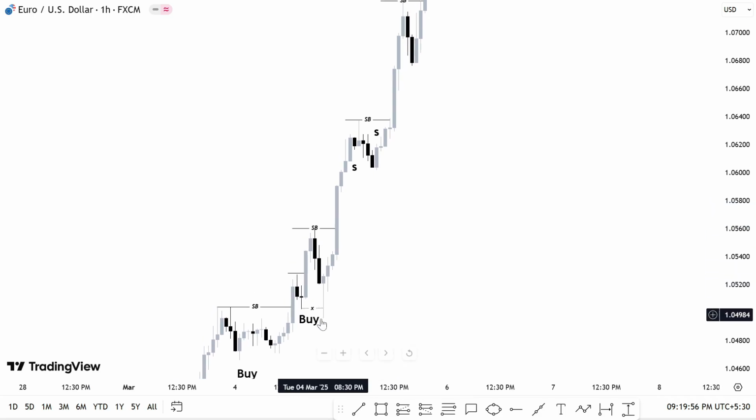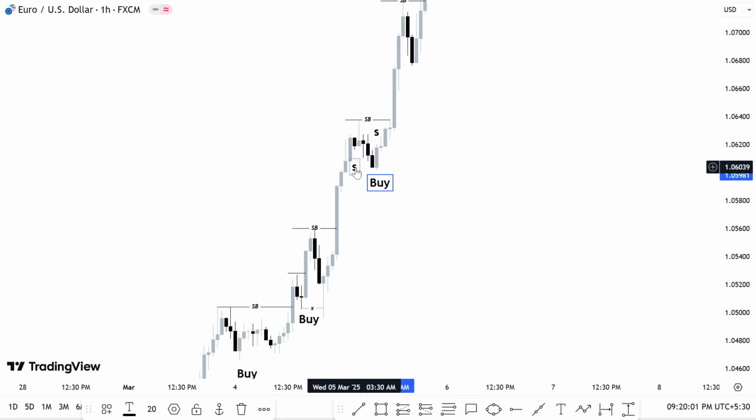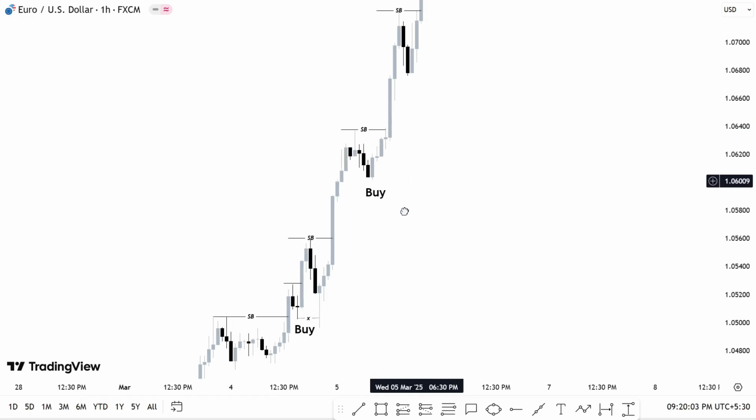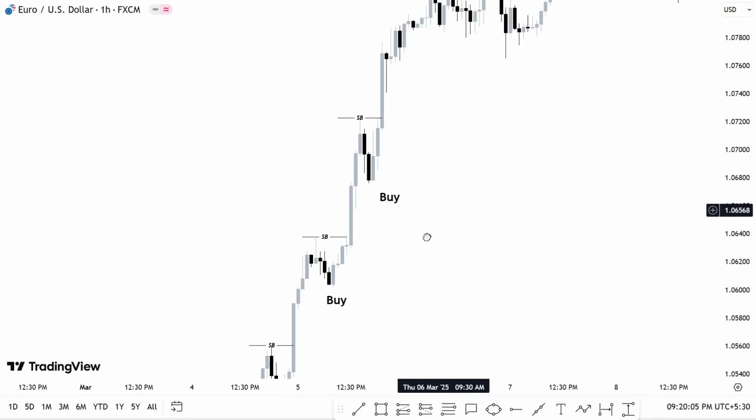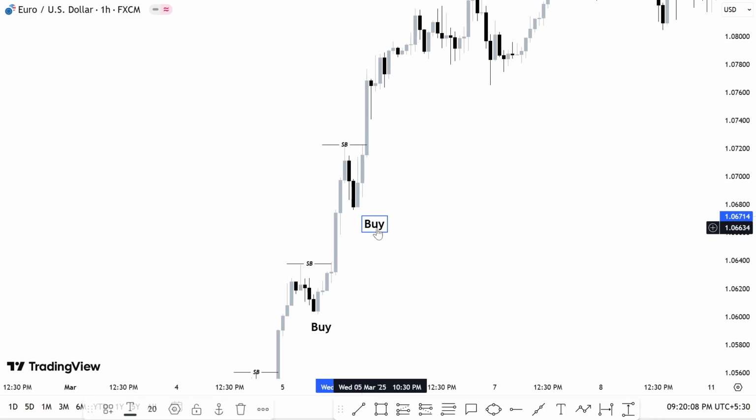Okay. Now, another thing, a structure break. What we will do, we'll look for the buy. So we have a clear market direction. We'll look for the buy. We will not look for sells. A structure break, body close, a buy.